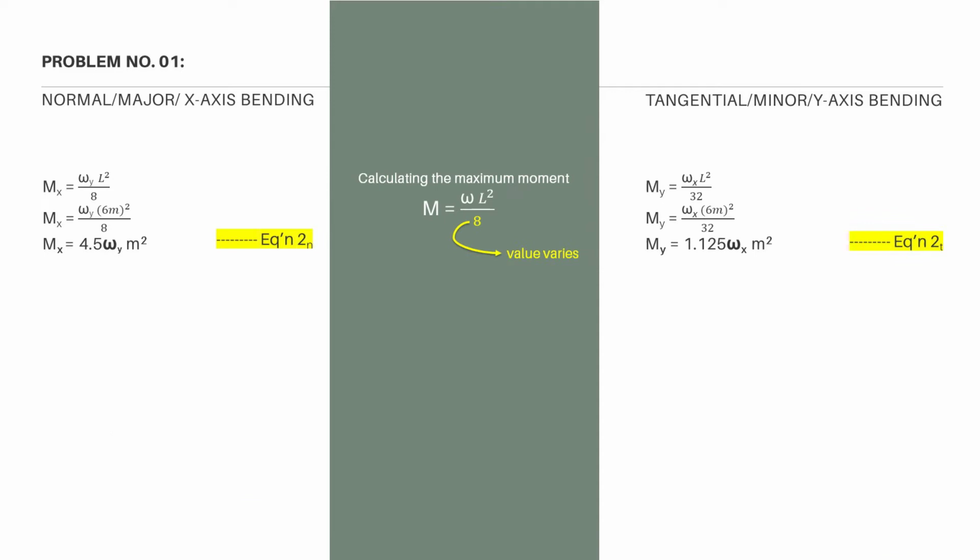And then the next step is to calculate the maximum moment. In order to calculate this, omega multiplied by the L squared divided by 8 para sa normal component and divided by 32 para sa tangential. Omega refers to the distributed load and L is the spacing of trusses.